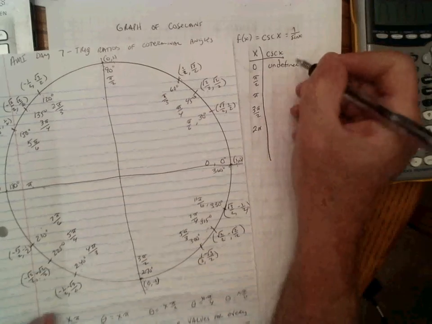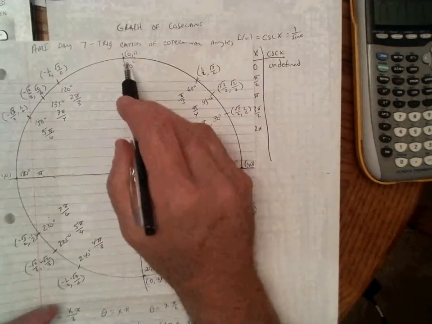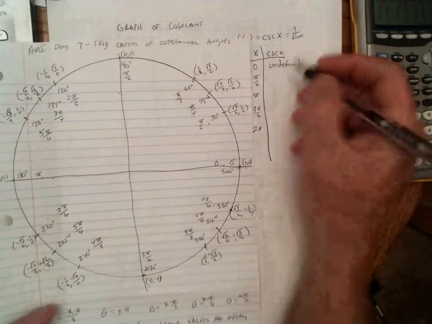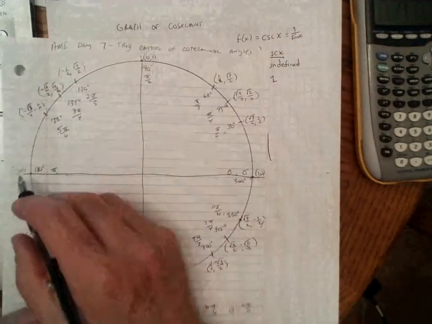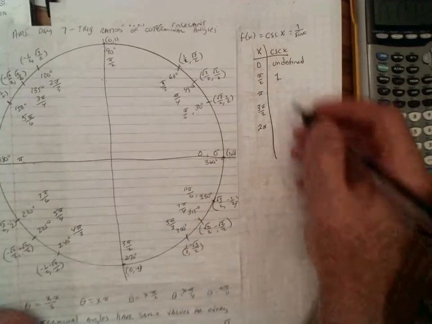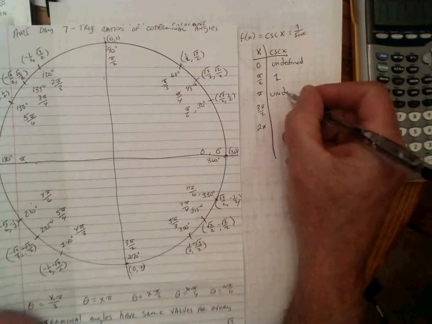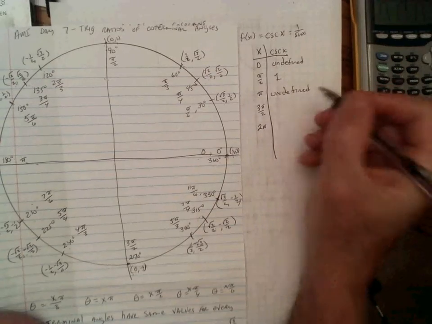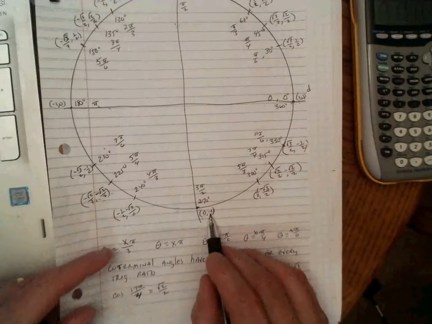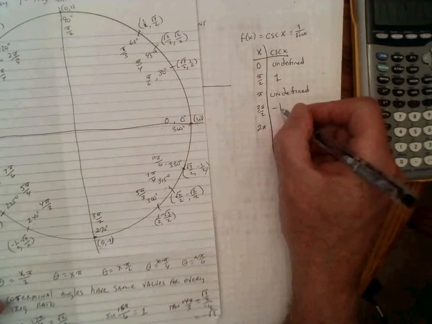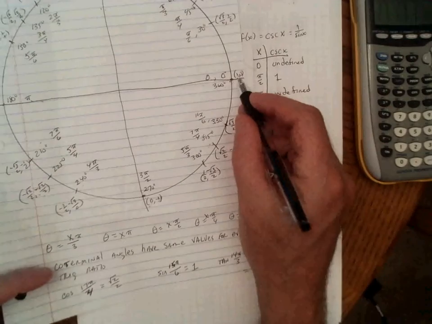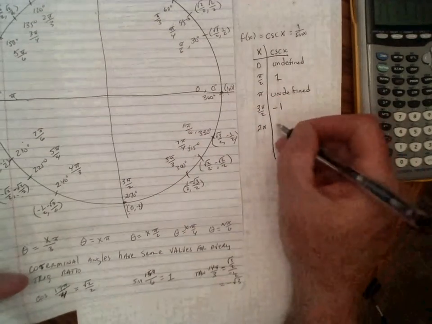At pi over 2, the sine is 1, so 1 over 1 is going to be 1. At pi, the sine is 0 again, so 1 over 0 is going to be undefined. At 3 pi over 2, the sine is negative 1, so 1 over negative 1 is going to be negative 1. And at 2 pi, sine is 0 again, so 1 over 0 is going to be undefined again.